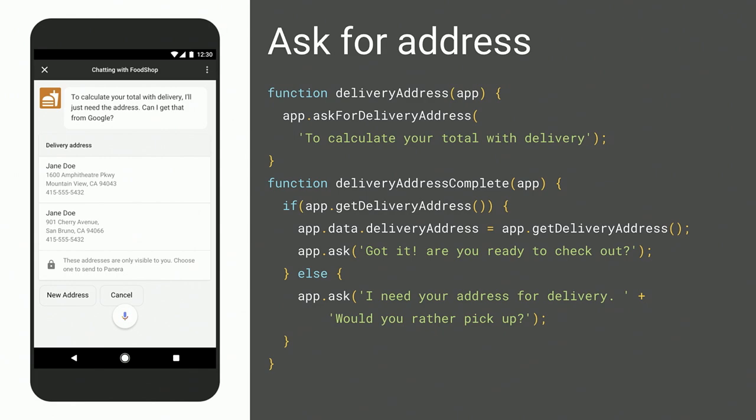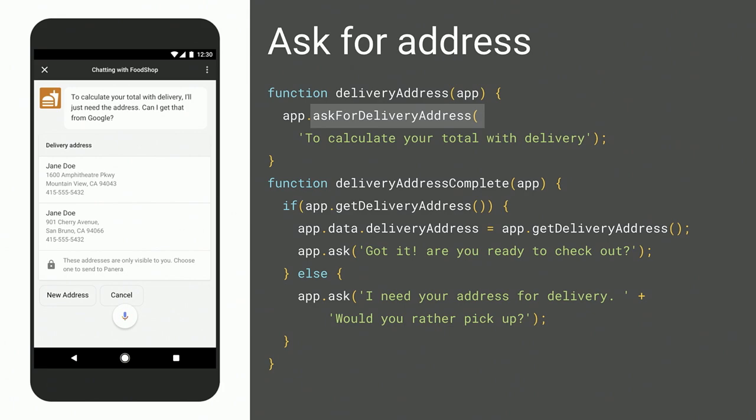So now, if you require a delivery address, you'll call the ask for delivery address helper. When you call this, you should also provide some additional context for the user so they understand why they're giving their address to you. The user's response comes back as the delivery address complete intent in the subsequent request, which I've mapped to a function of the same name in this example. Here we check that the delivery address was sent back by the user, and if so, we store it in app.data. Then we'll ask the user if they're ready to check out, and then we'll check out on the next turn of the conversation.